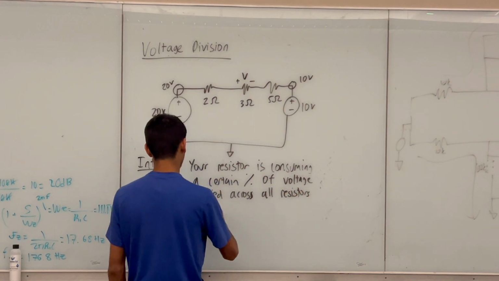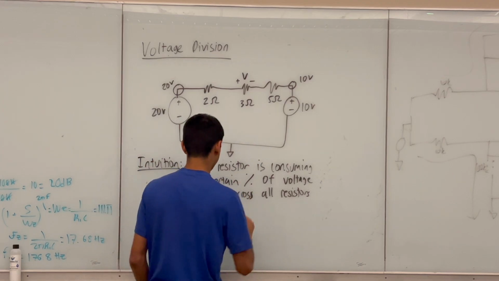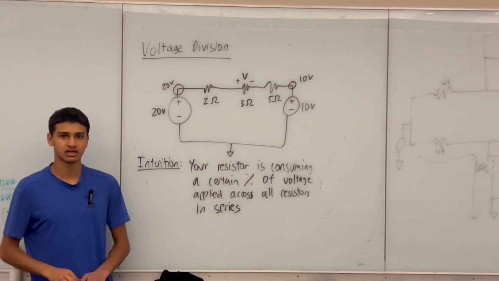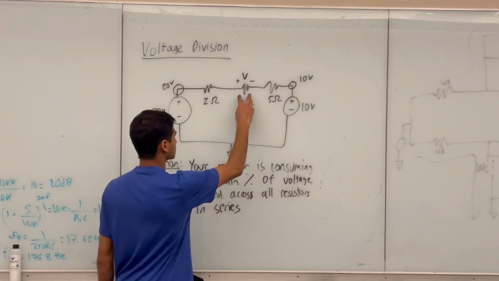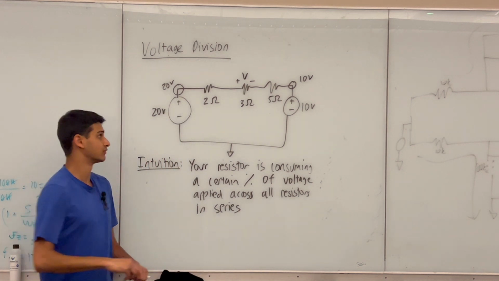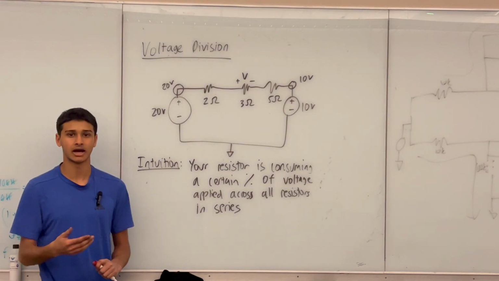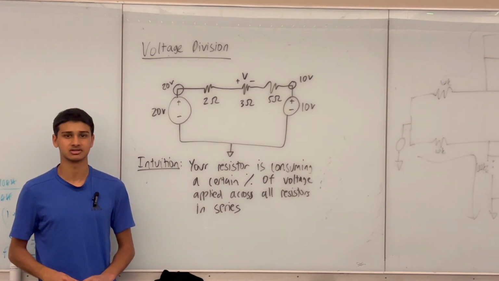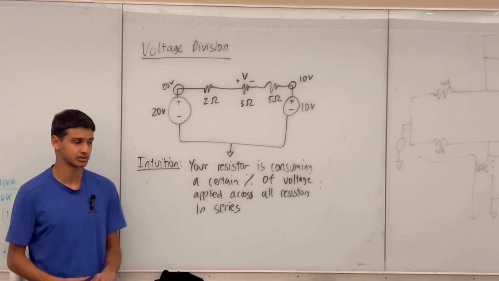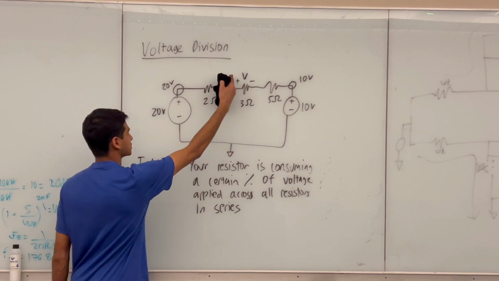And obviously, those resistors have to be in series. So if you think about it this way, if your resistor's value goes up, this percentage is increasing, and the voltage across that resistor is also increasing. It's consuming a higher voltage in comparison to the other resistors that it's in series with. So I'm going to write this out by solving for this voltage V.